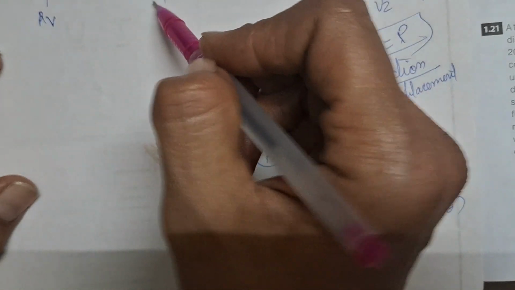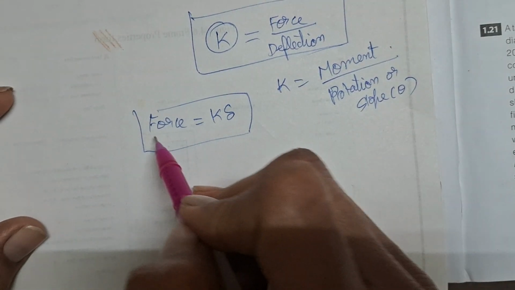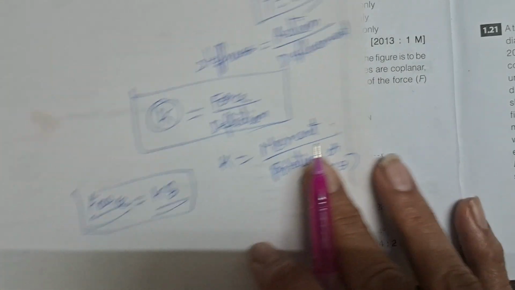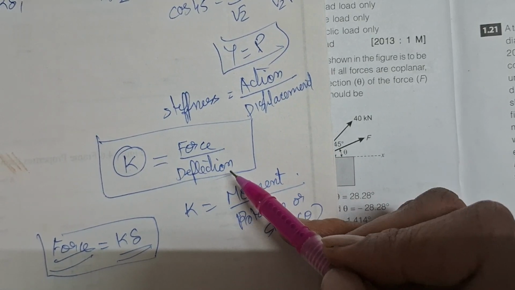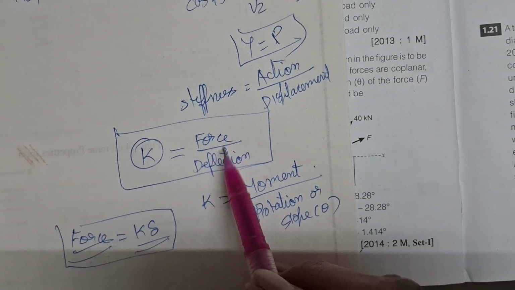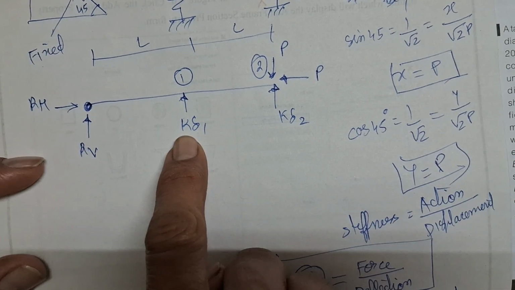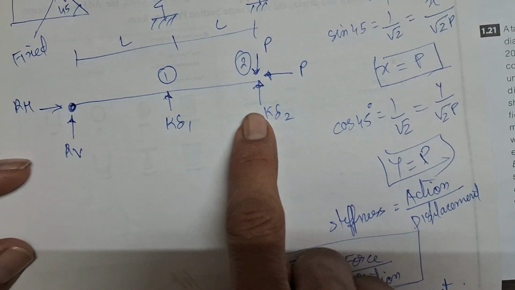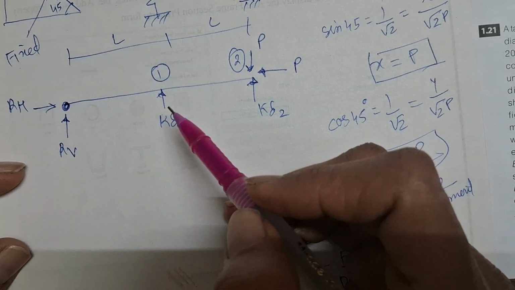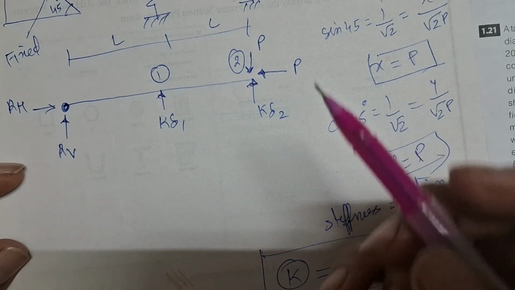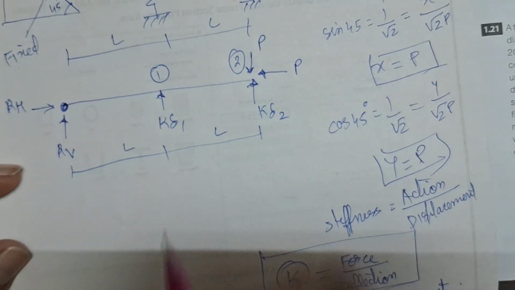So many times we get confused, but we have to go by fundamentals, that is how force is equal to K delta, because we know that stiffness is action upon displacement. So force upon deflection, so force will be K into delta. So force is our reaction, that is reaction at point 1 is K delta 1 and reaction at point 2 is K delta 2, because K and K both are equal, but delta 1 and delta 2 are not equal, okay, because there is a difference in the distance, L and L, okay.